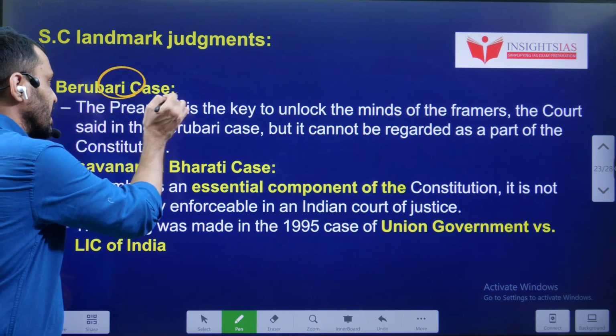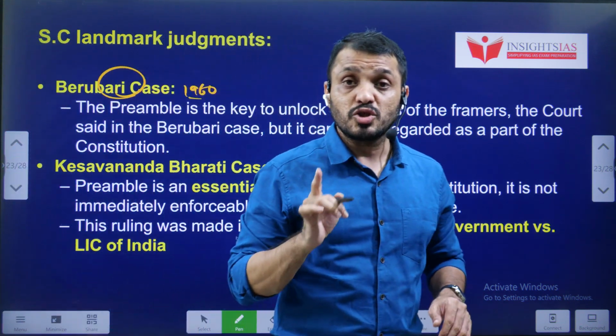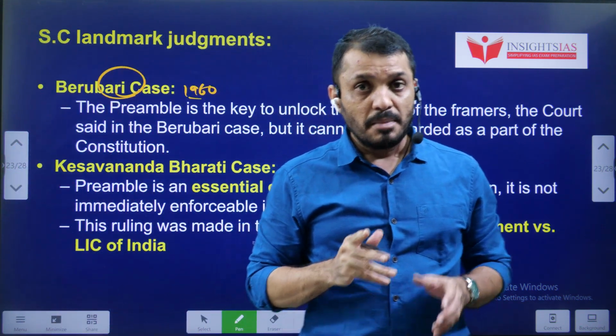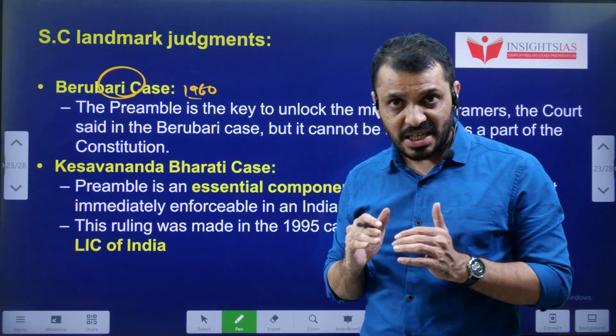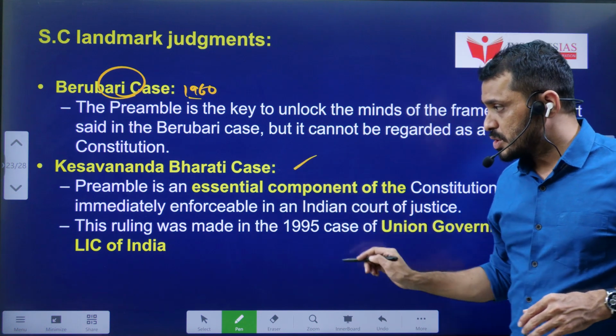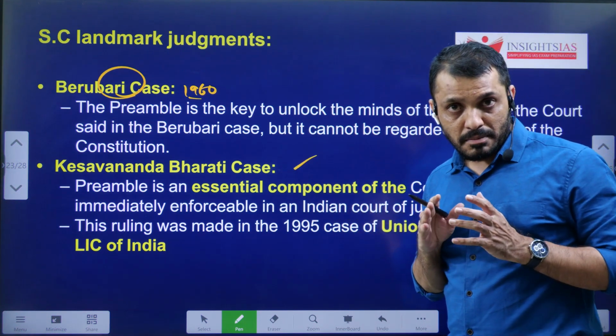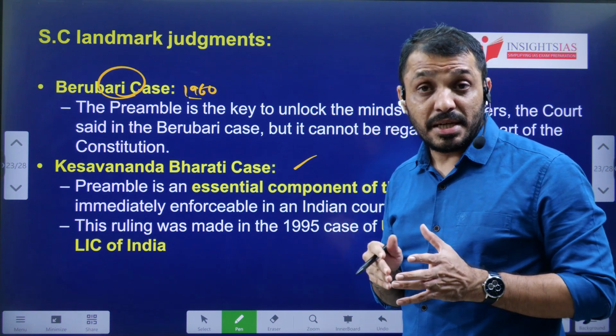The Supreme Court, in the Berubari case in 1960, delivered a very interesting judgment. In this judgment, the Supreme Court opined that the preamble is not part of the Constitution. But later, this decision was reversed. In the Kesavananda Bharati case, the Supreme Court opined that the preamble is a part of the Constitution and it cannot be seen as different from the Constitution.